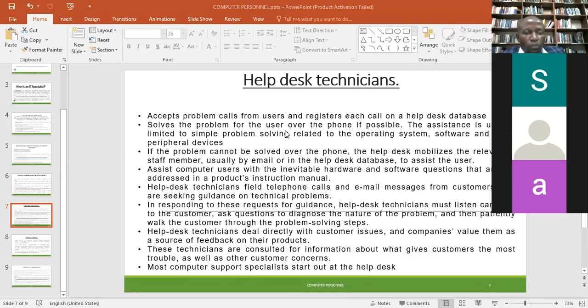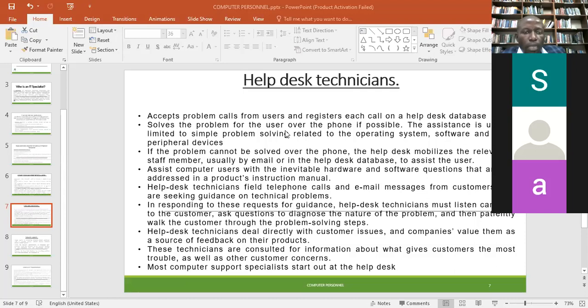You should be able to solve problems for users over the phone if possible. That's another skill. So you're not just there to receive problems, but most importantly, with the skills that you have, for some problems, you could simply be told, my mouse is not working. Then you can advise that person technically as an IT person and tell them, can you just remove it and plug it in again? But the only thing is that your assistance is usually limited to simple problems.